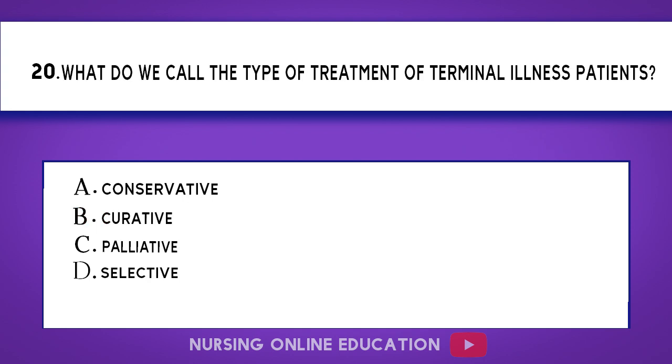20. What do we call the type of treatment of terminal illness patients? A. Conservative. B. Curative. C. Palliative. D. Selective. The answer is option C, palliative.